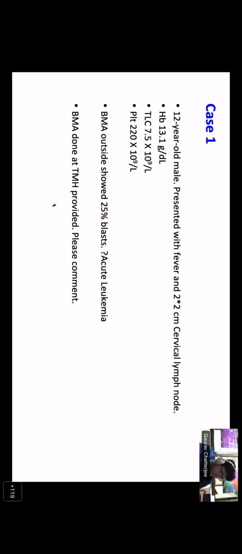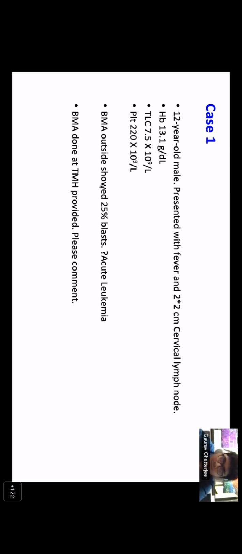Shivangi, can you start? So here's a case of a 12-year-old male presented with fever and a cervical lymph node measuring 2 by 2 centimeters. Hemoglobin was 13.1 gram per deciliter with TLC 7.5 x 10^9 per liter and platelets 220 x 10^9 per liter. So what is your impression on the count? What does it look like? They look normal. So it looks like a normal count, right? Okay. And then?